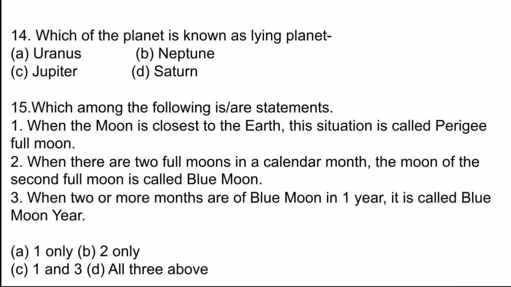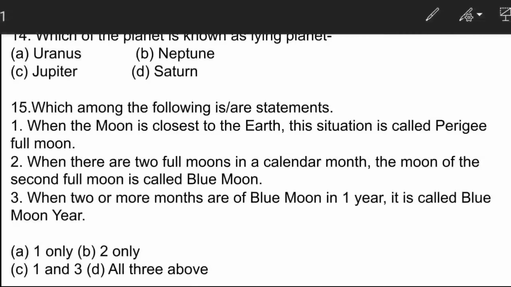Question number 14 is very easy. You have to know the nicknames also of the planets. Here, which of the planets is known as the lying planet? This is Uranus. Uranus will be the correct answer.